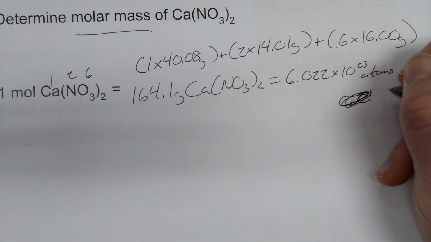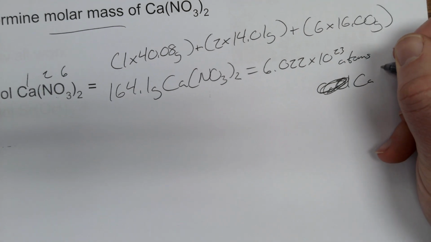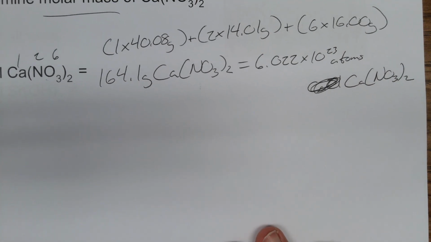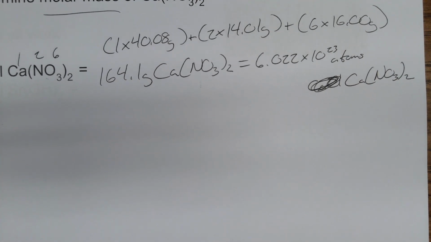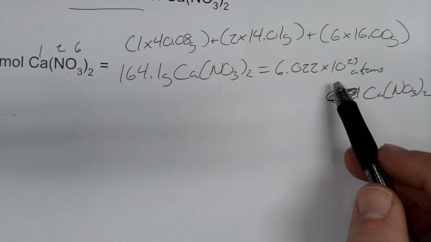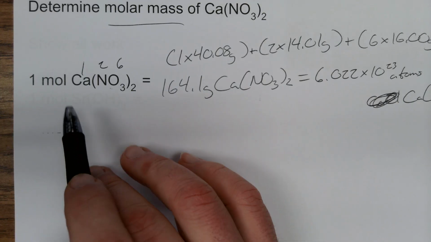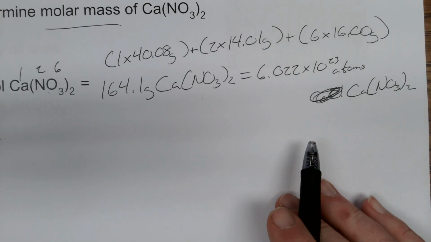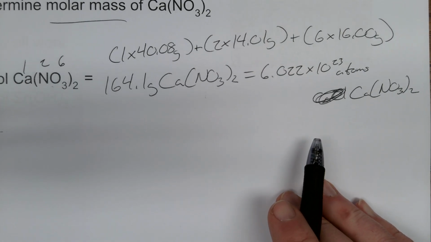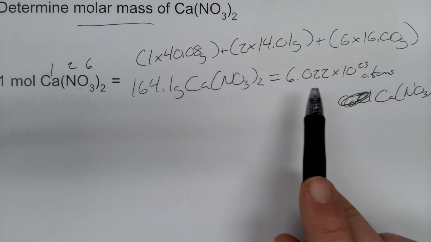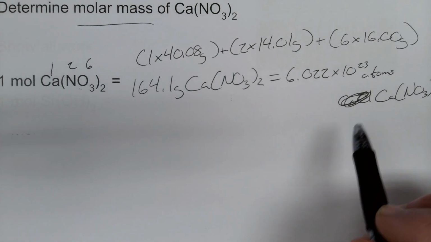CaCl, Ca, calcium nitrate. Whatever I have 1 mole of, I have this many. The mole is my dozen. Avogadro's number is my 12. 1 mole of anything always equals 6.022 times 10 to the 23 atoms.